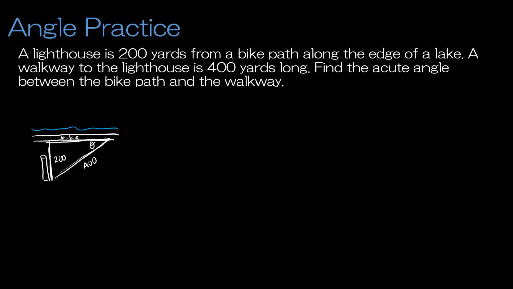So I can see, I can model this with a right triangle. And from theta, I have the opposite side and the hypotenuse. And opposite over hypotenuse is sine. So I have sine of theta is equal to 200 divided by 400, or 1/2.